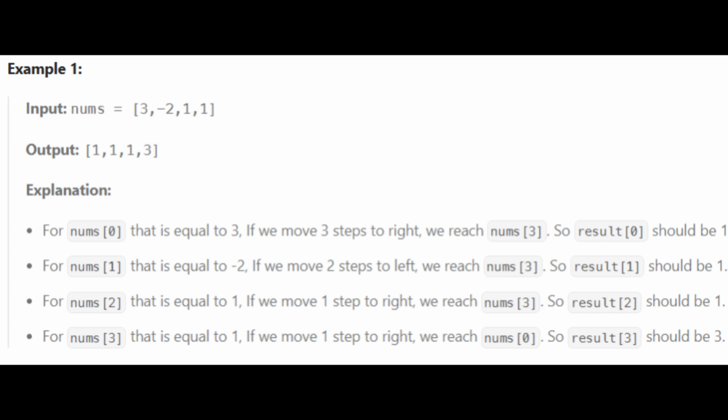At index 1 the value is -2. Since the value is negative we move 2 steps to the left. Starting from index 1. First step goes to index 0. Second step goes to index 3 because the array is circular. At index 3 the value is 1. So result at index 1 becomes 1.